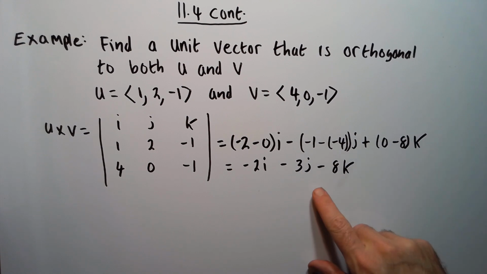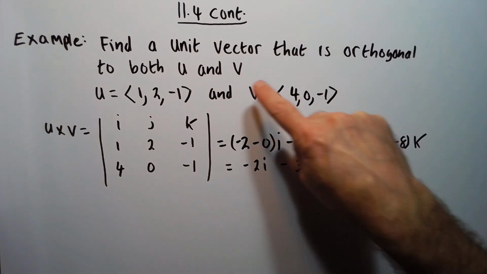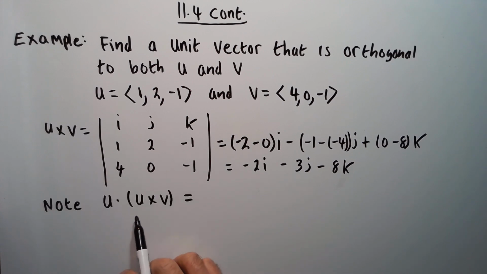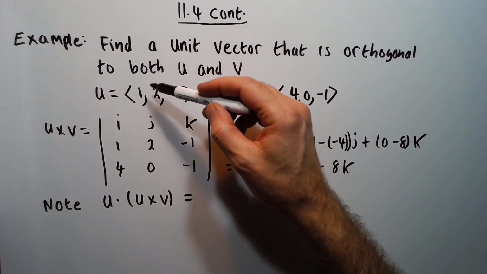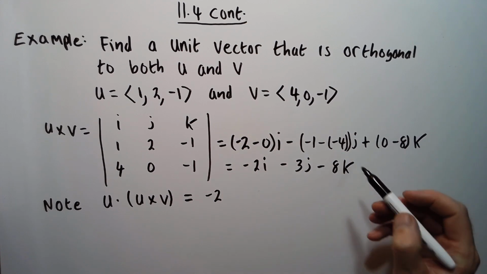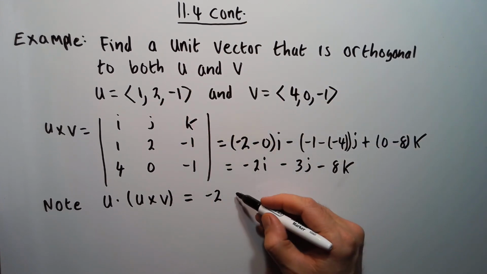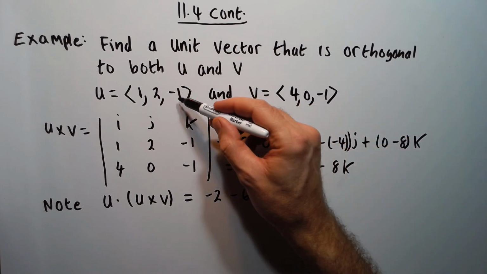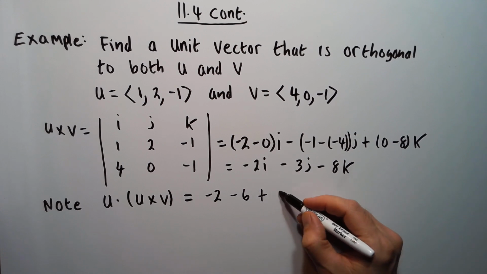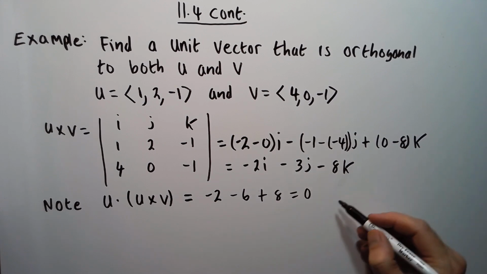So this vector, this cross product should be orthogonal to both of those. We can check it to make sure we did it right. So if we dot it with u and v, it should be 0. So let's just check that here. So u dotted with u cross v. My u is up here, so it's going to be 1 times minus 2. So it'll be minus 2 there. It's going to be 2 times minus 3, so minus 6 here. And it's going to be negative 1 times minus 8, so it'll be plus 8. So 0 there, so that checks.